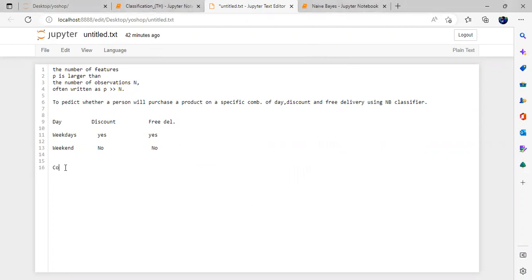So let's find the conditional probability, which is probability of B equals probability of weekday. I'll mute myself until I complete writing.